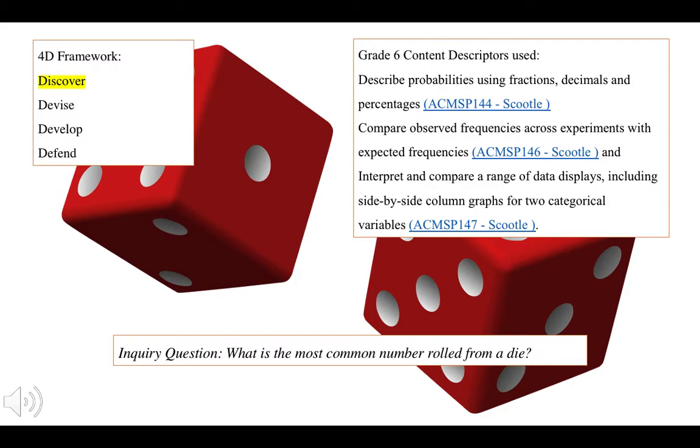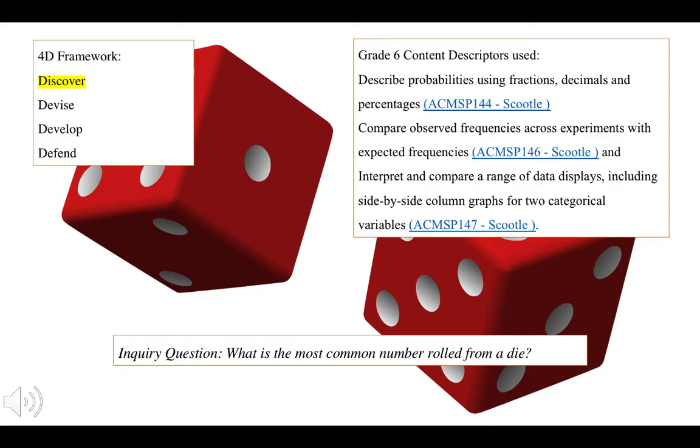Students will be provided with a die and asked to draw up a table to answer the inquiry question of what is the most common number rolled from a die. At the end of the 4D framework lessons, they will present their findings to the teacher. The lesson that has been chosen to represent the demonstration of teaching today will be the Discover phase lesson, which is used to introduce the inquiry question.